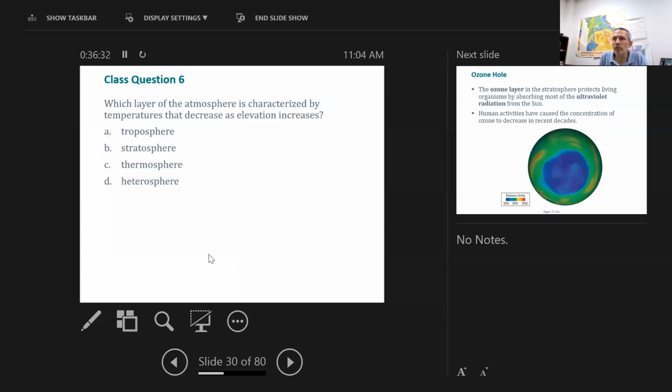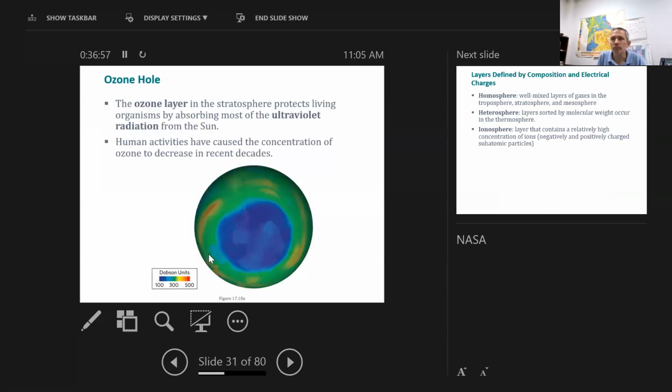Which of the atmospheric layers, which layer of atmosphere is characterized by temperatures that decrease as elevation increases? You go up, the temperature goes down. Well, of the list, that would be the troposphere. Now, we have in the stratosphere an increased amount of ozone during most of the year.